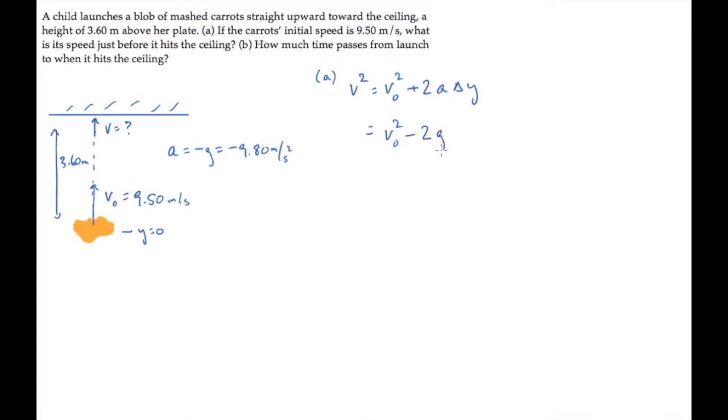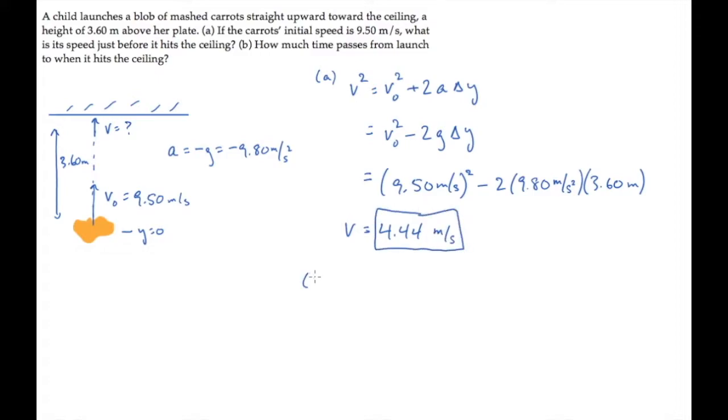The acceleration is minus g. We can substitute the known numbers. The displacement is 3.60 meters, change in position from launch till hitting the ceiling. When you calculate and take the square root, you find the carrots hit the ceiling moving at 4.44 meters per second.